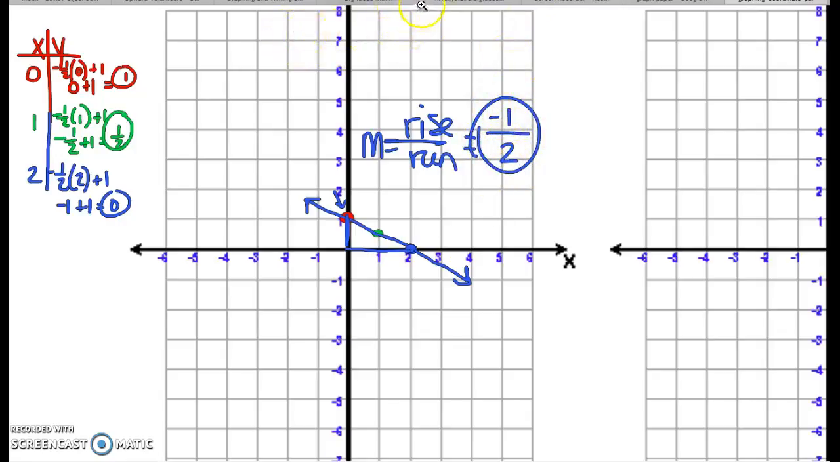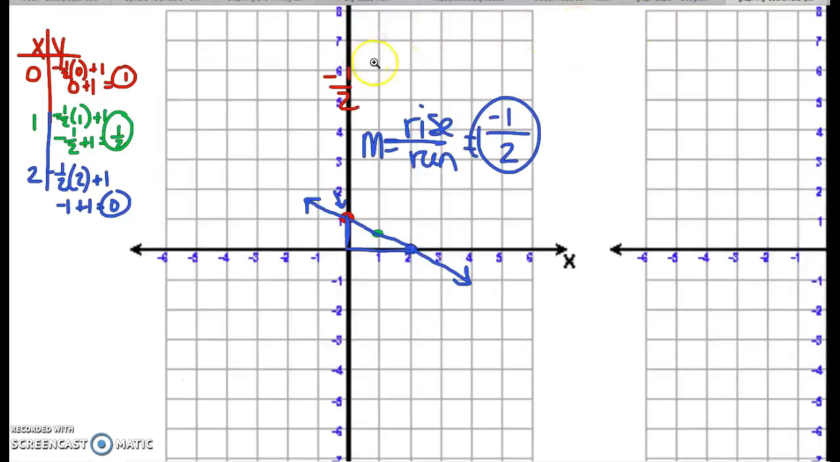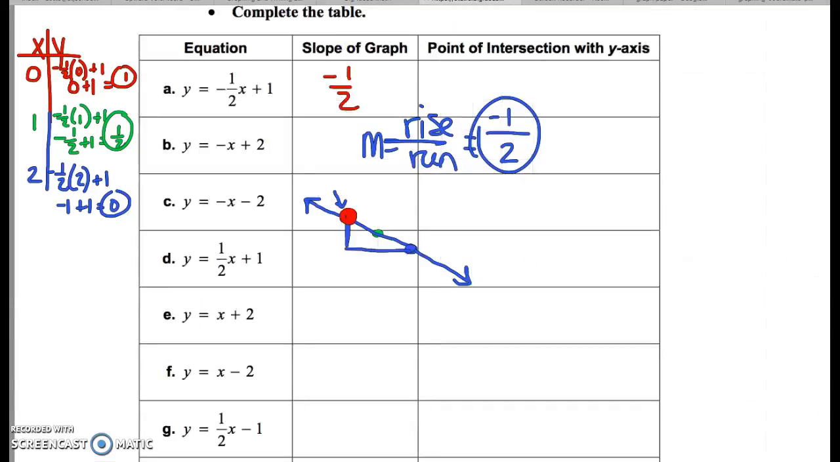Okay, slope of my graph was -1/2. Now look at the graph. Where does it intersect the y-axis? Remember, your y-axis is up and down. Where does your line cross the y-axis? It crosses right here, and that's at the point 0, 1. So I'm going to fill that in, 0, 1. So your slope is -1/2, and where it crosses the y-axis is at point 0, 1.